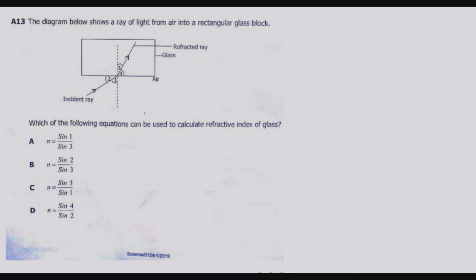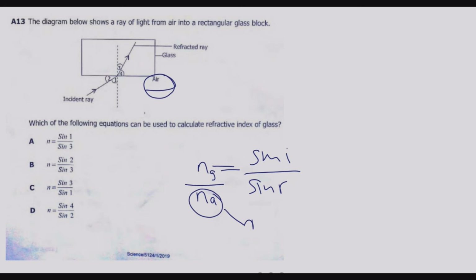Refractive index is basically given by the sine of the angle of incidence over the sine of the angle of refraction. Now this is the medium, in this case glass, where it's entering, divided by the refractive index of where it's coming from. In this case it's coming from air, and the refractive index of air is basically 1. Once we replace this with 1, we end up with this.